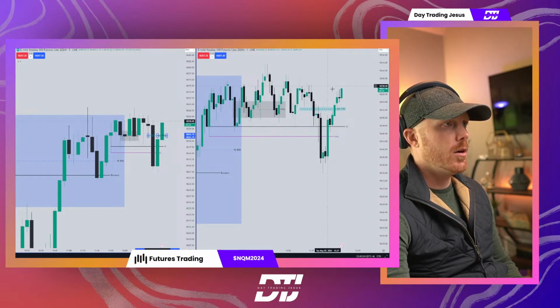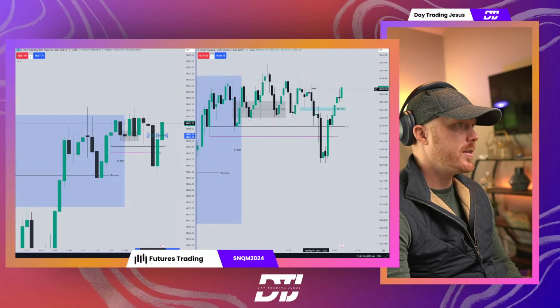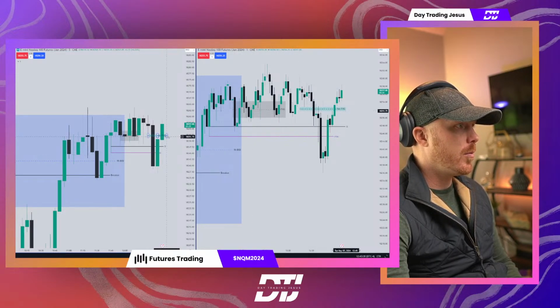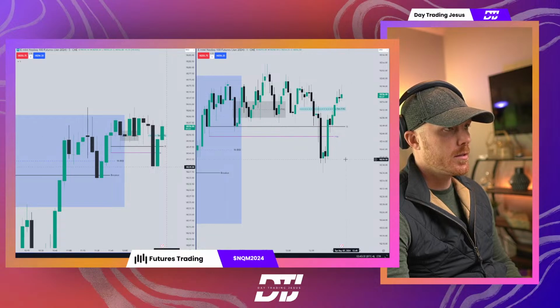Yeah, nice LRLR, low resistance liquidity sitting right here. Probably going to run that. We got a minute 30 before we break this 5 minute. I just want to make sure that's what's going to happen. We have a low, high, lower low. We just broke that.